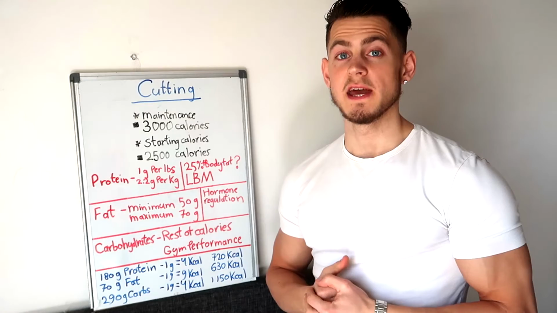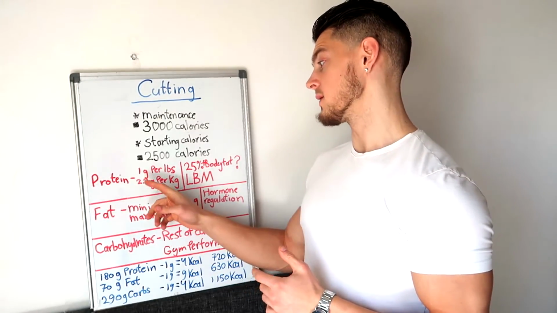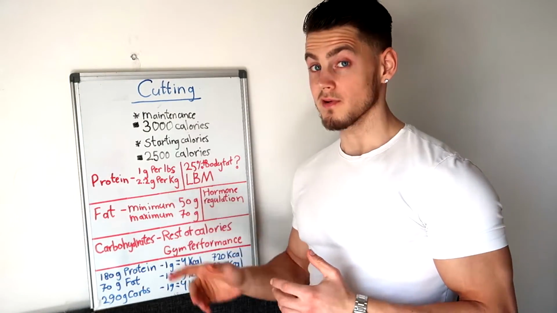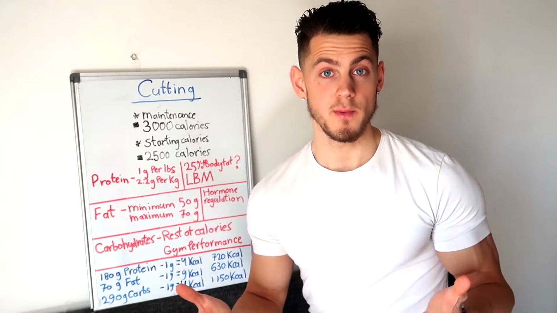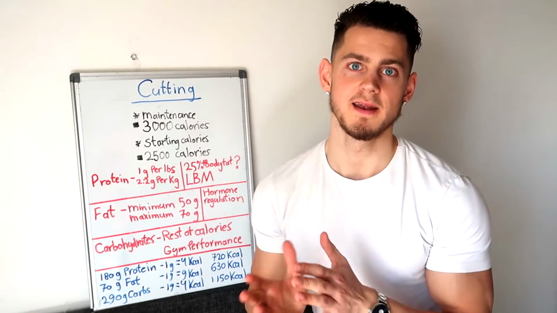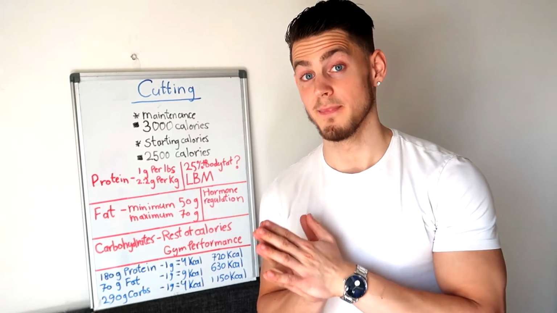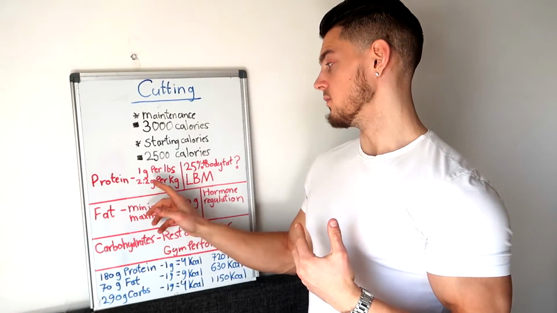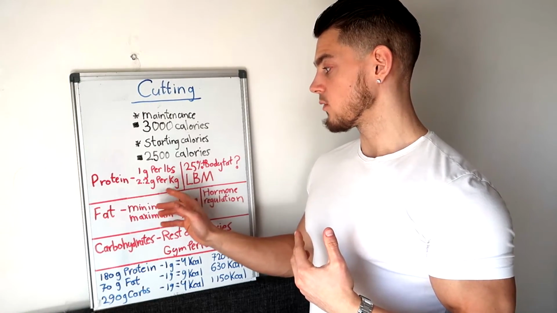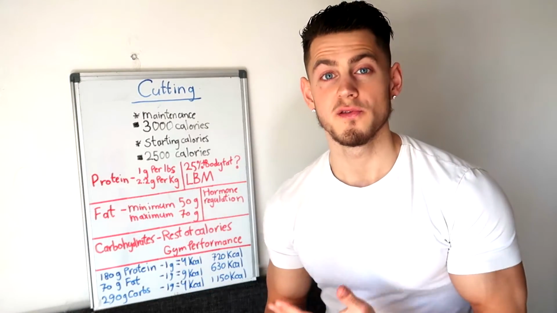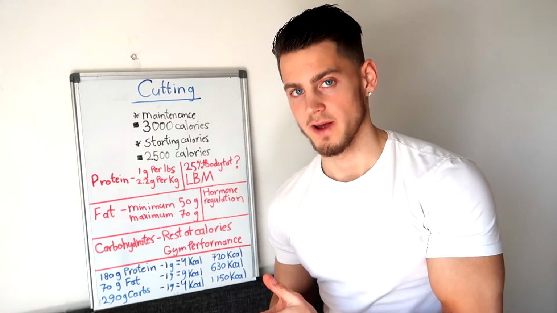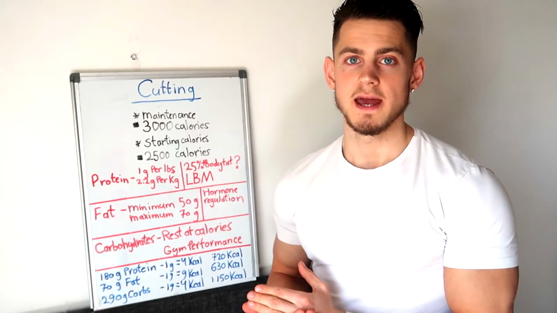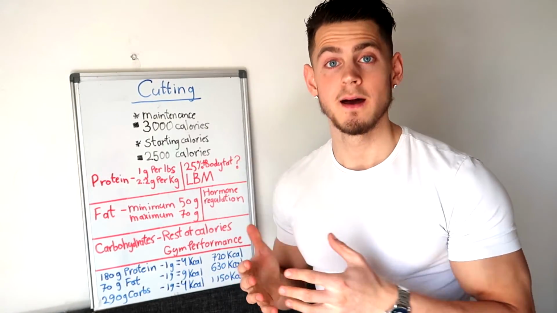The general recommendation for protein intake is to go around 1 gram per pound of body weight. So you take your body weight multiplied by 1, and that is the amount of protein that you need to eat on a daily basis. Or if you're in the metric system like I am, you need to multiply your body weight in kilograms by 2.2, so 2.2 grams per kilogram of body weight. Like I said, this is a general recommendation if you're at a lean body fat level.